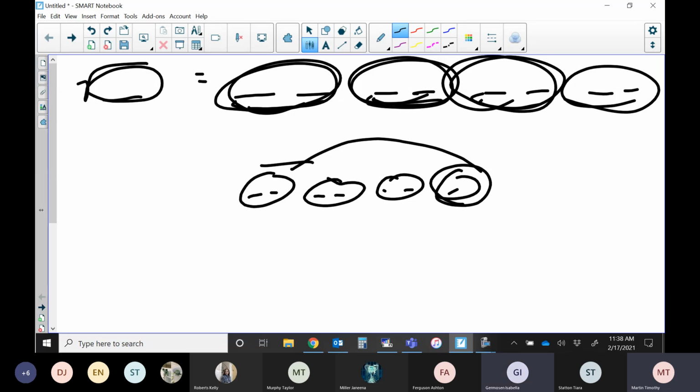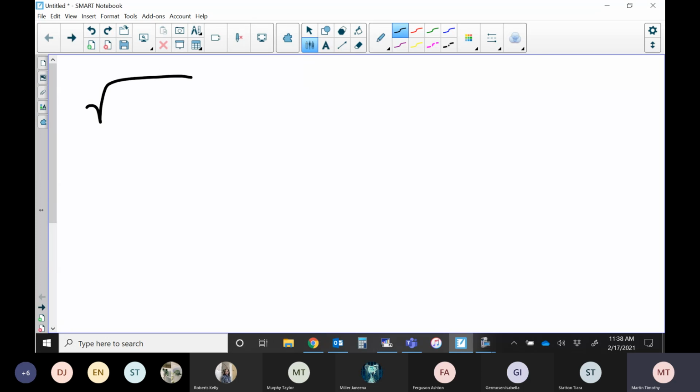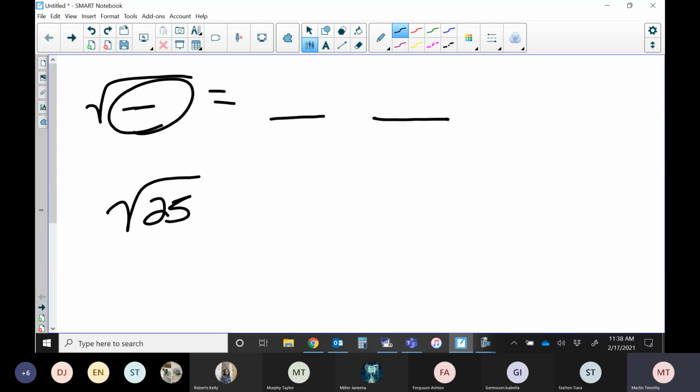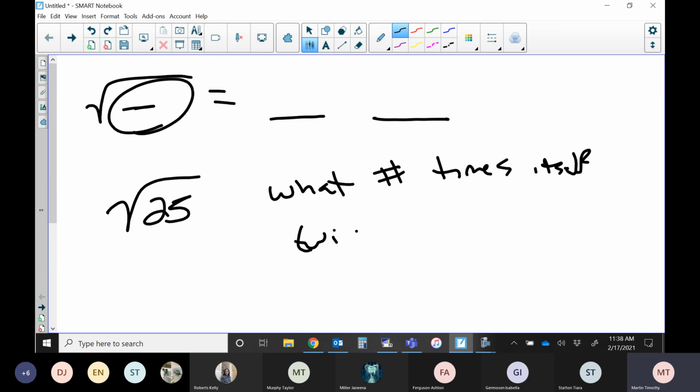Yeah. So when I'm doing that, roots are the opposite. This means I'm going to have two numbers multiply to get this. Well, that means you'd have to have two numbers that when you multiply them would give you a negative, right? Because what's the square root of 25? The question I'm really asking is what number times itself twice is 25? That's the question I'm asking. The answer would be 5.